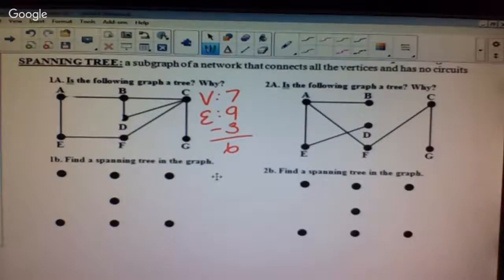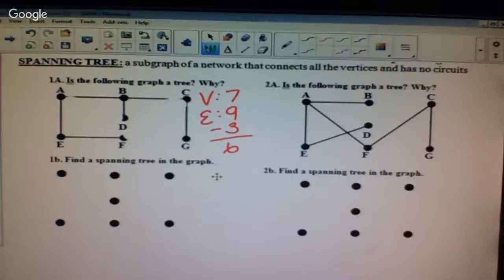I need to get rid of 2 more. What do you want to get rid of? You said D to C. Okay? F to C. That works. So if I get rid of those 3 lines, I no longer have any circuits. So now I have 7 vertices and I have 6 edges. This is now a spanning tree.